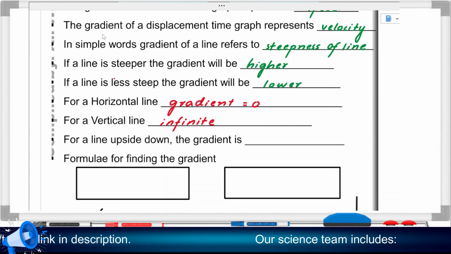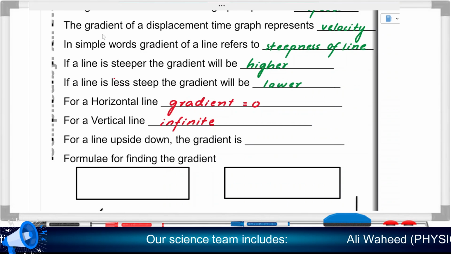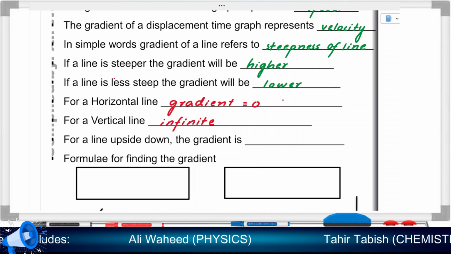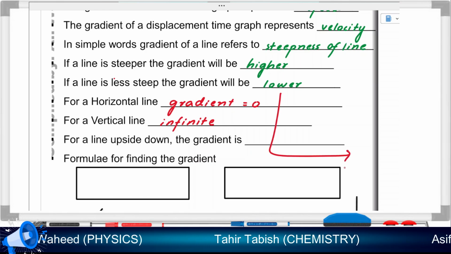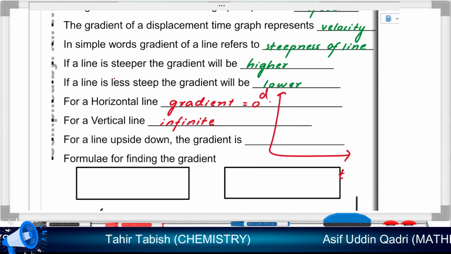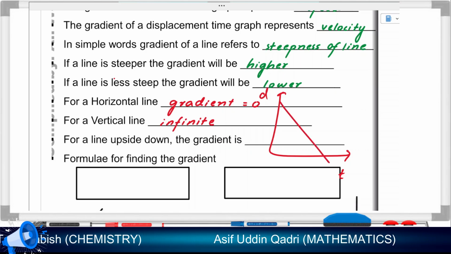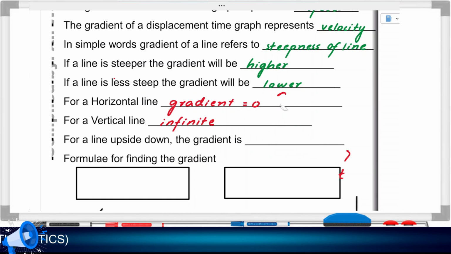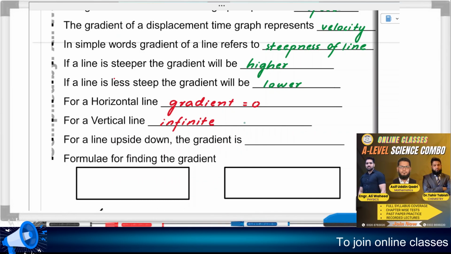If the line is upside down, just like a slide down, for example, you draw a graph like this, time here, distance here, and the graph is something like this. The line is going down from a higher point towards a lower point. In that case, the gradient is negative.